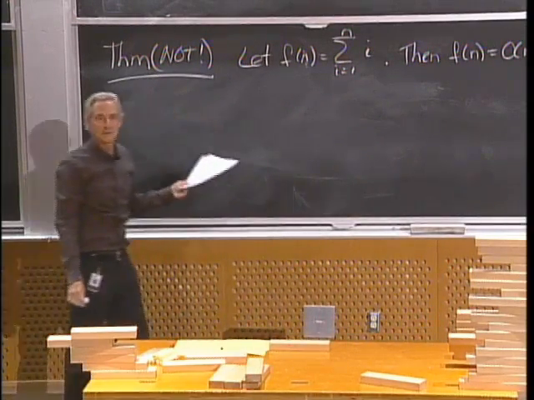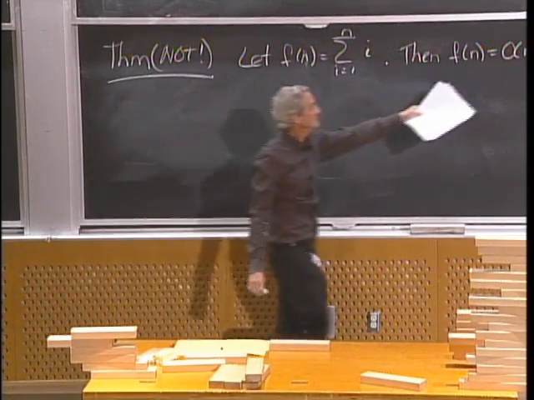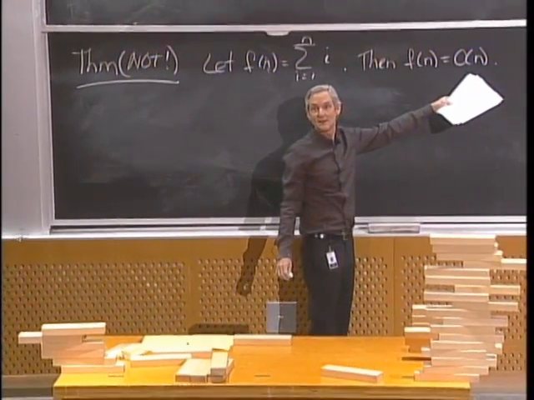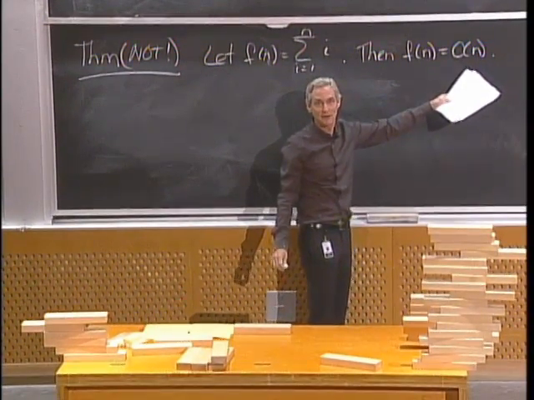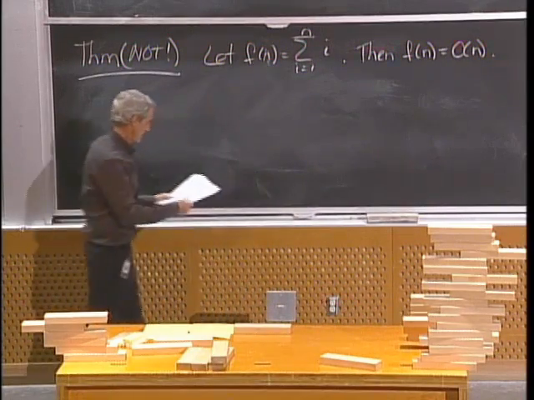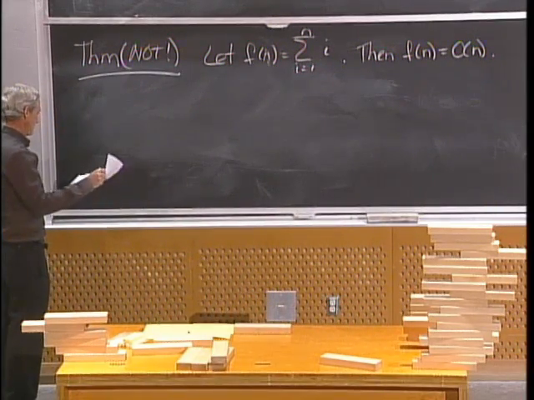Now what should be here instead of n? n squared. So n squared can't be O of n. So this can't be true. All right, well, let's see how we do it.